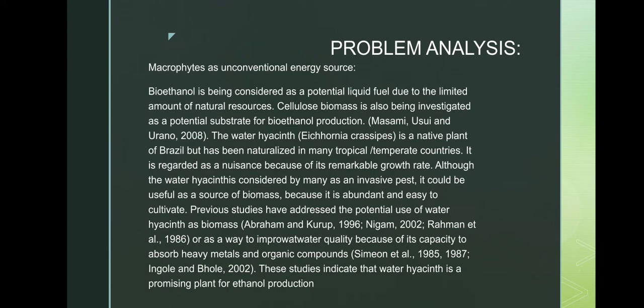Although the water hyacinth is considered by many as an invasive pest, it could be useful as a source of biomass because it is abundant and easy to cultivate. Previous studies have addressed the potential use of the water hyacinth as biomass or as a way to improve water quality because of its capacity to absorb heavy metals and organic compounds. These studies indicate that water hyacinth is a promising plant for ethanol production.